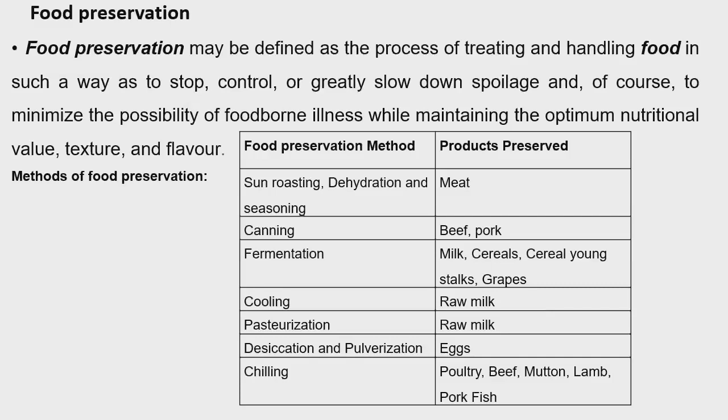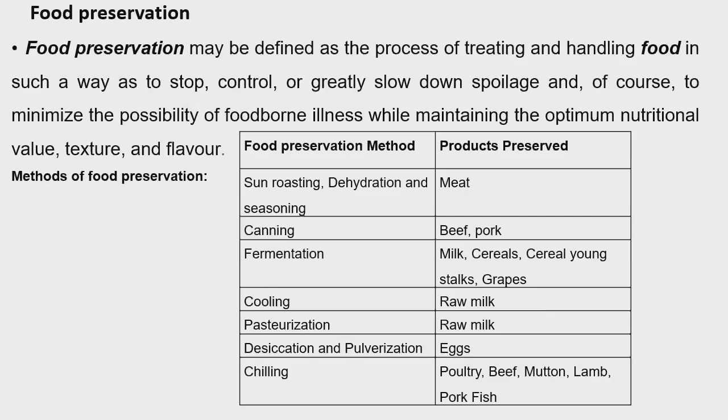And also pasteurization. Pasteurization is a process of exposing milk to a higher heat in order to kill the bacteria or microorganisms. An example of a product that can be preserved by this is raw milk. Raw milk can be pasteurized in order to keep it for a long period of time. In this case, we have what we call UHT milk, processed by pasteurization. Desiccation and pulverization can be done with eggs. Eggs can be preserved by desiccation.